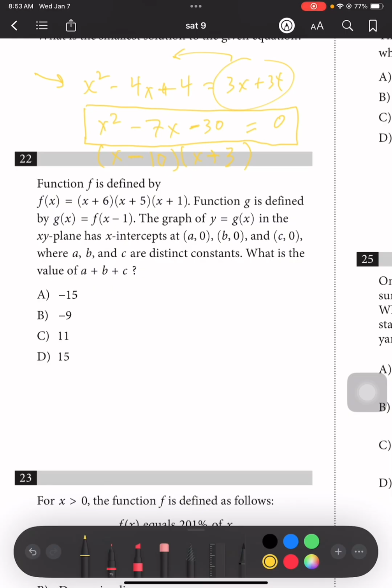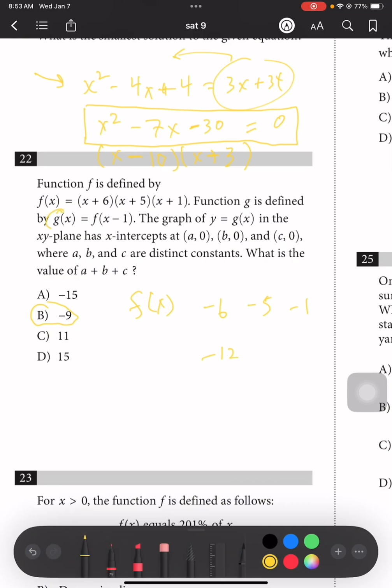Next problem, 22. You need to get distinct constants. What is the value of A, B, and C? Well, it's B. If you add these up, the zeros, the solutions for f of x, are negative 6, negative 5, and negative 1, which add up to negative 12.